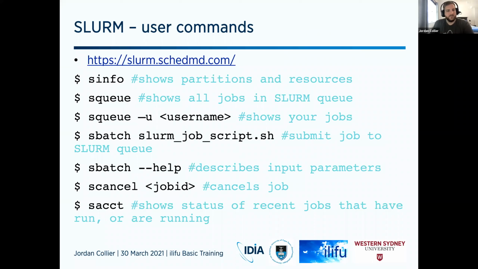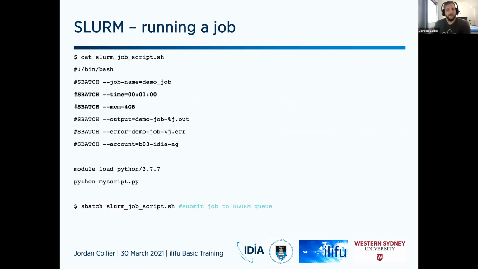Sacct is the last one I'm showing here, and this shows the status of recent jobs that have run, or perhaps jobs that are still running. So here's an example sbatch script that I've written. From the terminal, we could imagine calling cat and then the name, and this displays the contents. So we first have the hashbang, which just means you're running this in bash.